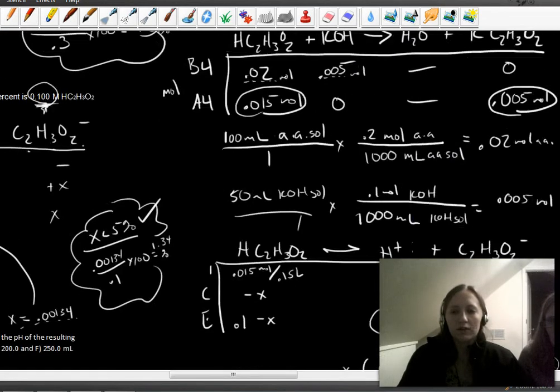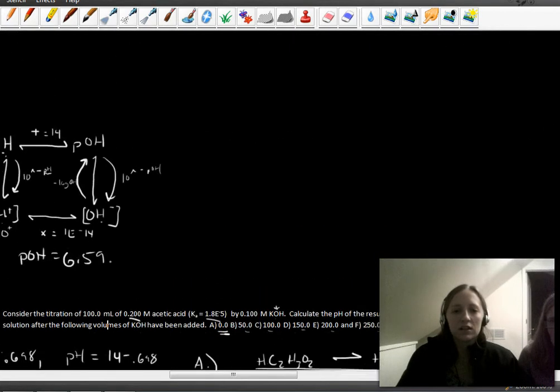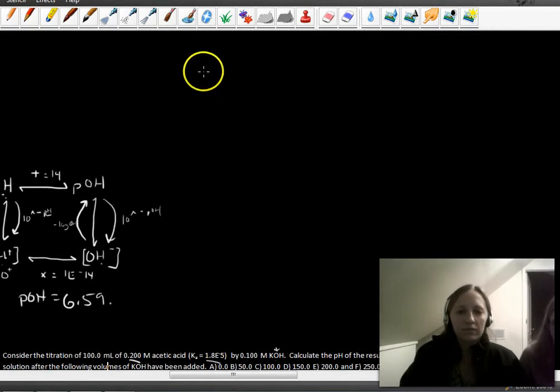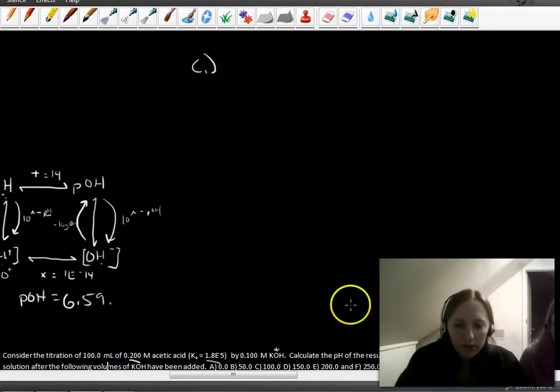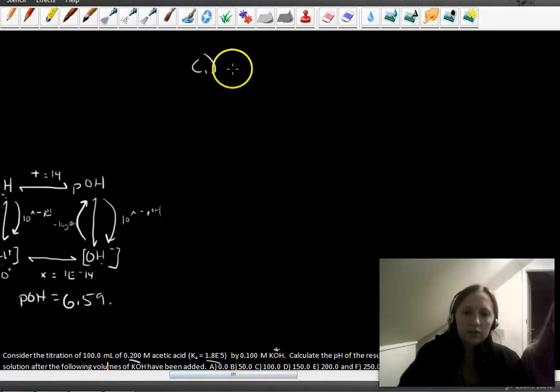Oh, we ran out of space. Where's C? C can be up here. C. How much do you add for C? 100 milliliters. So this is 100 milliliters of 0.1 molar KOH added.